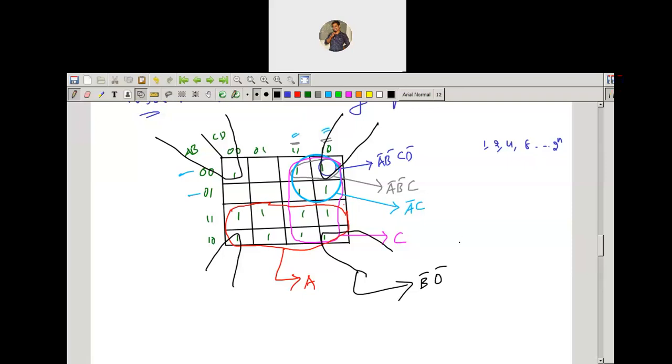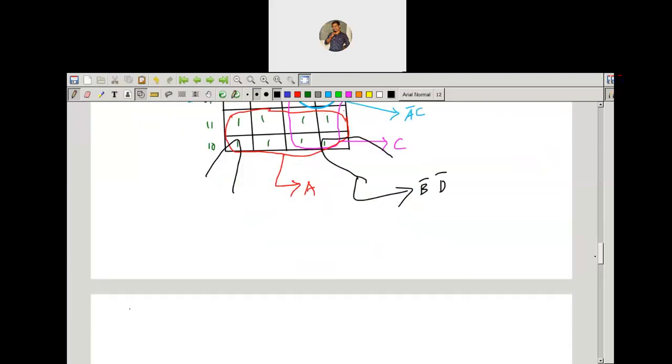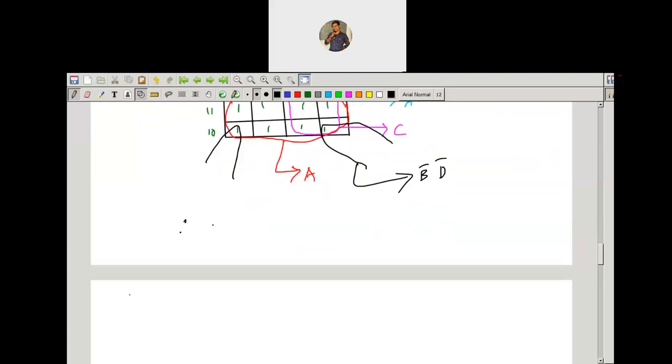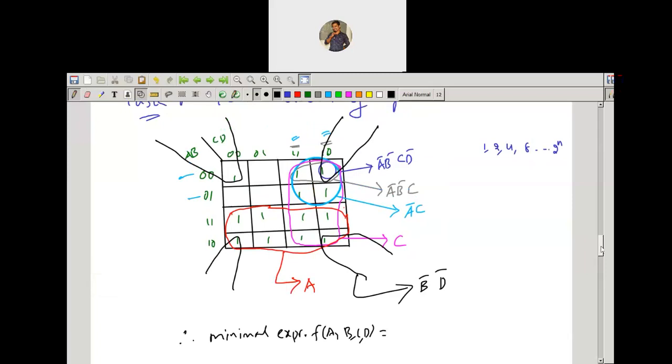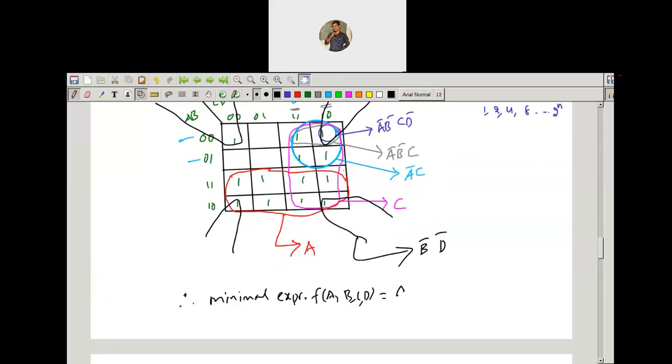Right. D bar, D bar. Okay. So for this K map, the minimal expression of the function of ABCD is equal to A plus C plus B bar D bar.